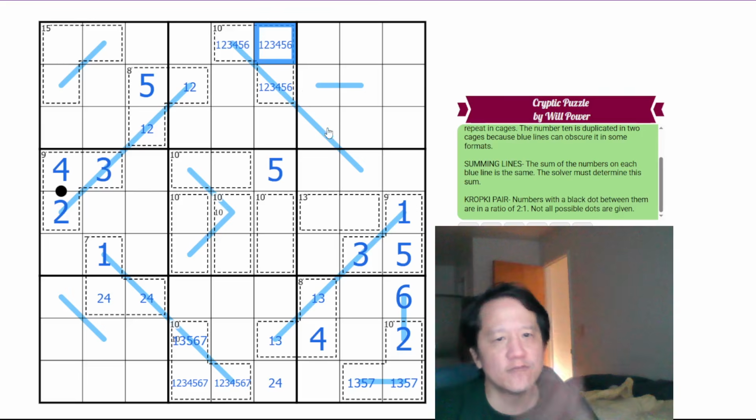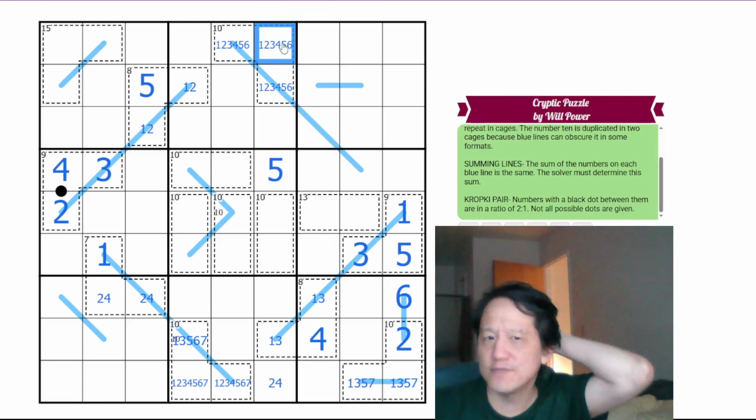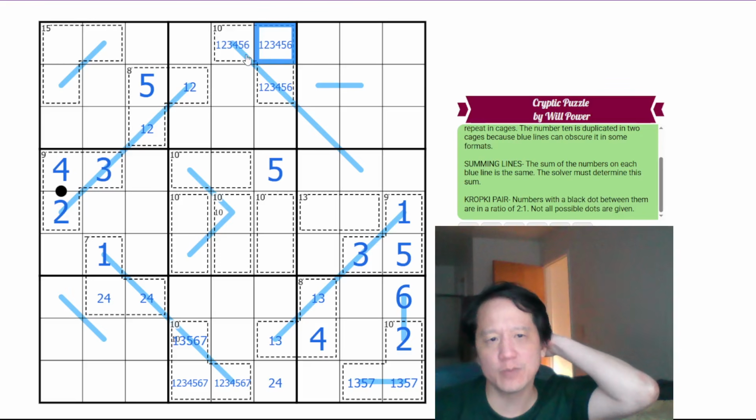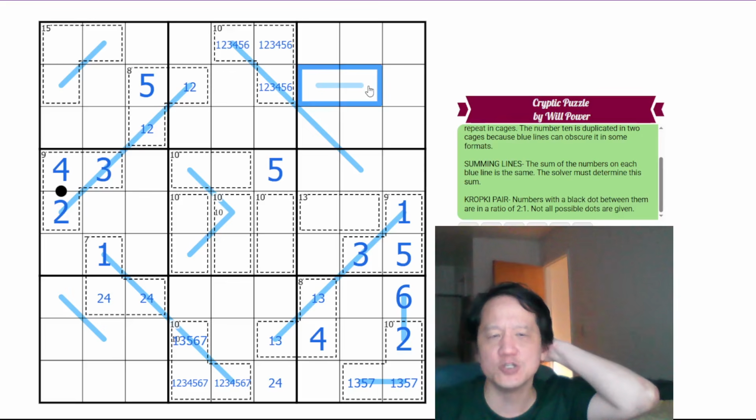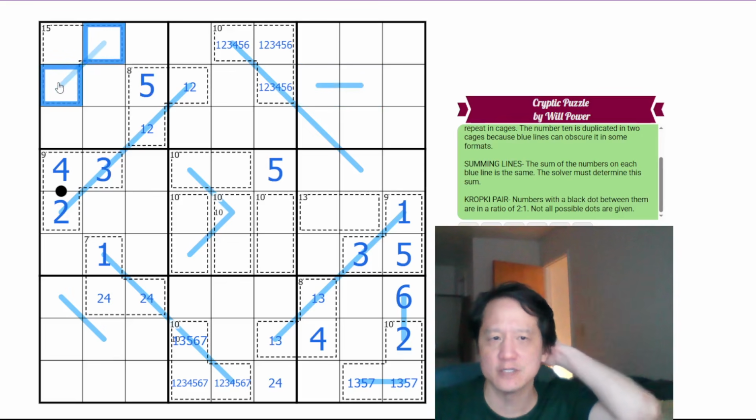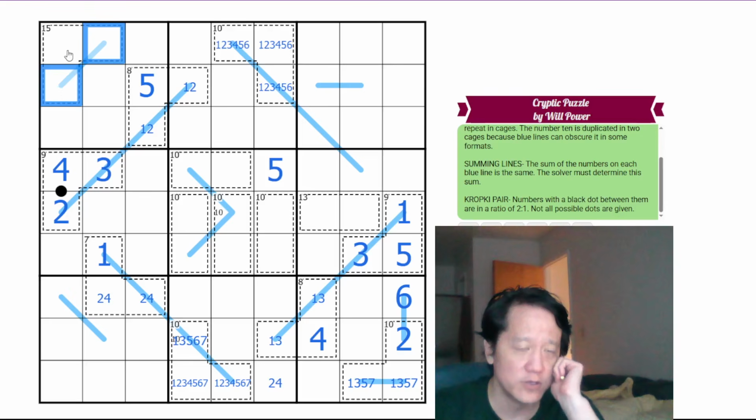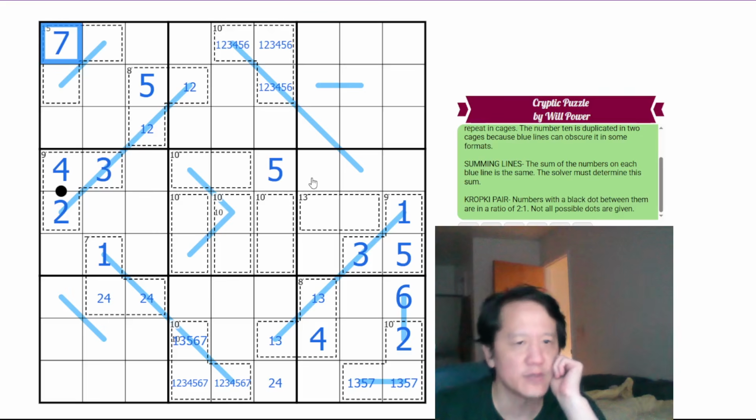You can't have a 1 here. If this were 1, the problem is these two would have to add up to 9, and that's already greater than the sum that this can be. Also, this has to add up to 8 here. This adds up to 8, so that's helpful. So 15 minus 8 is 7. So this is 7 there.